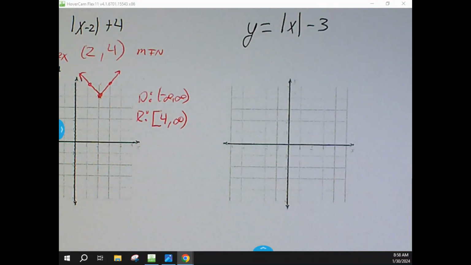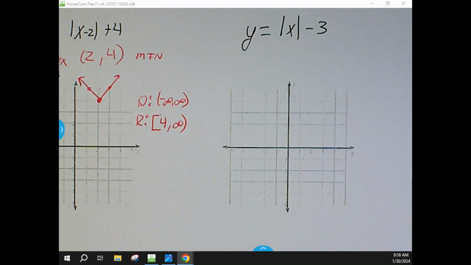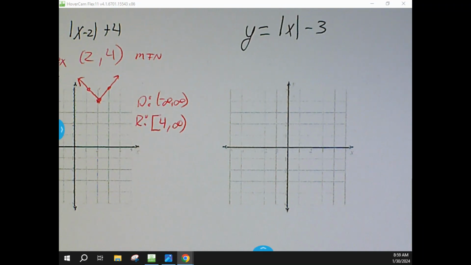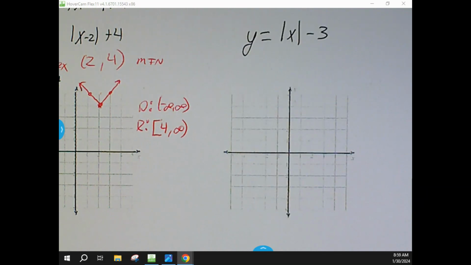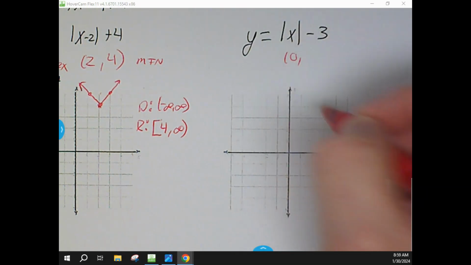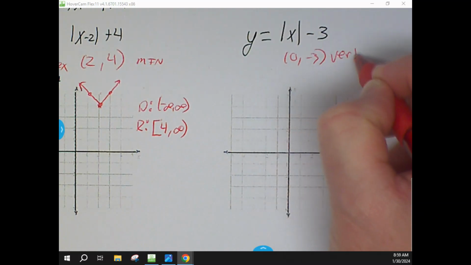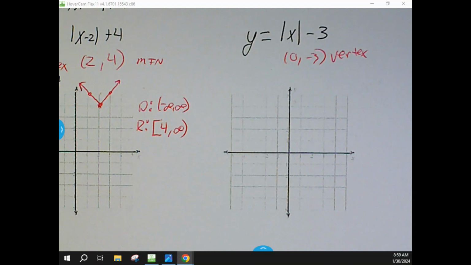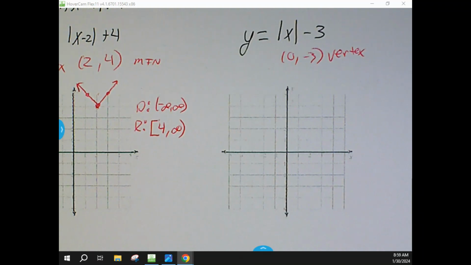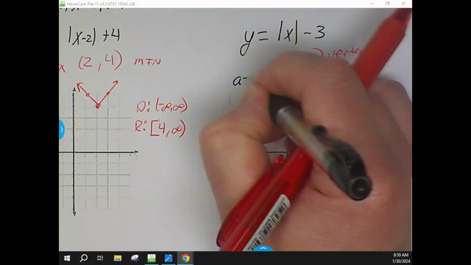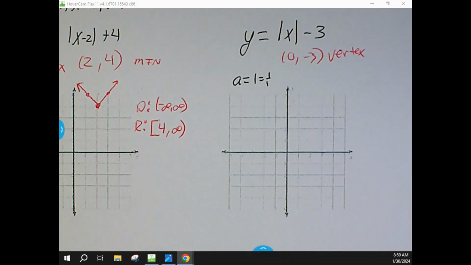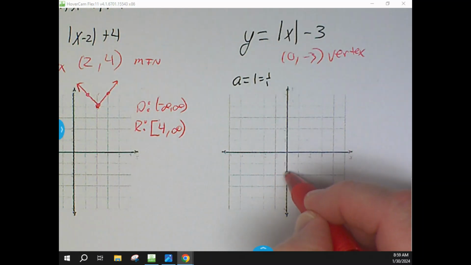So the absolute value of x minus 3. Okay, no number on the inside, so that means h value would be 0. Got the negative 3 on the outside. So 0, negative 3 is the vertex. Okay, again, a value, which they probably will not ask you for. Still 1, so it's still up 1 over 1 on this thing. Okay, so we're going to go to 0, negative 3, 1, 2, 3. That'll put us right there.